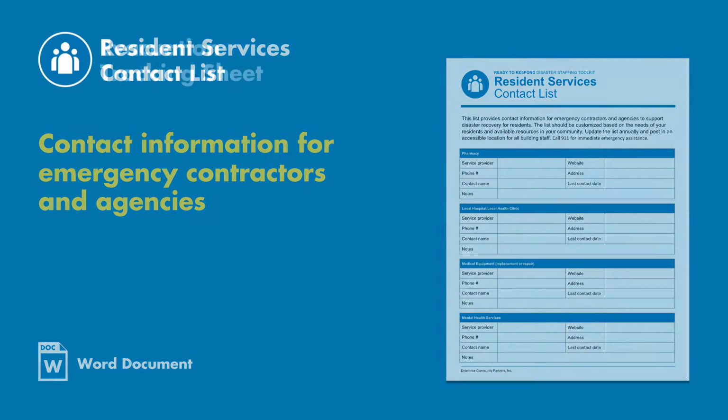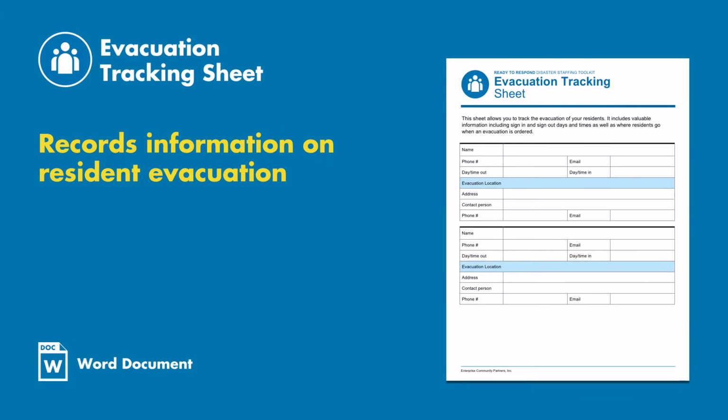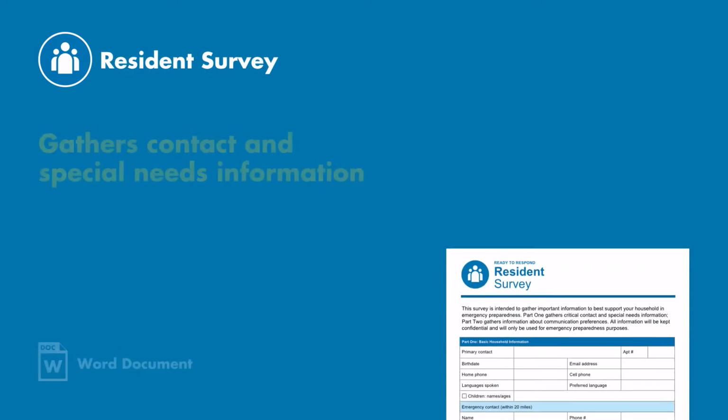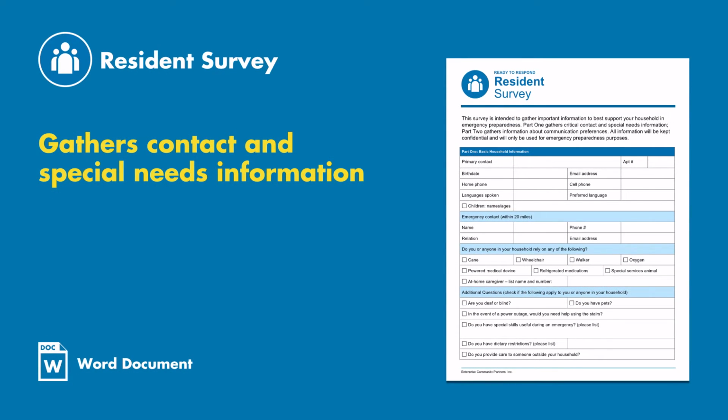disaster. The Evacuation Tracking Sheet records information on resident evacuation, including sign-in and sign-out days and times, and destinations of residents when an evacuation is ordered. The Resident Survey gathers critical contact and special needs information and communicates preferences so your organization can best reach and support residents. The survey should be given to residents to complete well in advance.